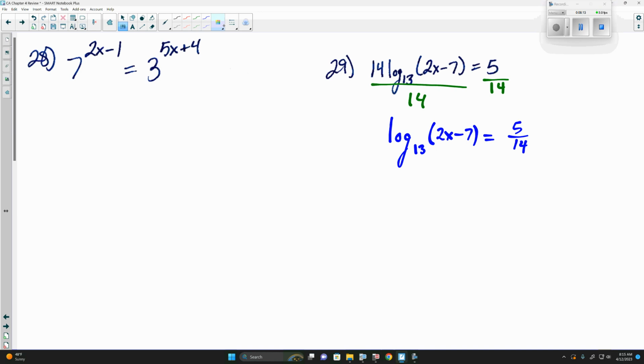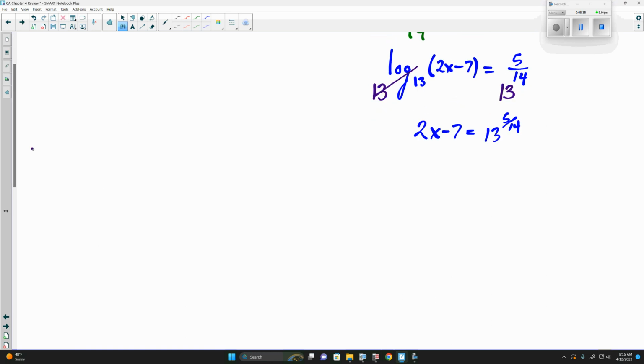From this point here, to simplify the log, we need to put both sides to the base of 13, because 13 to the log base 13 simplifies out, leaving us with what's inside, which would be 2x minus 7 is equal to 13 to the 5/14. Now, if 13 to the 5/14 works out to be a nice number, we can simplify it. But odds are 13 to the 5/14 is not going to be a nice number, so we'll leave it alone.